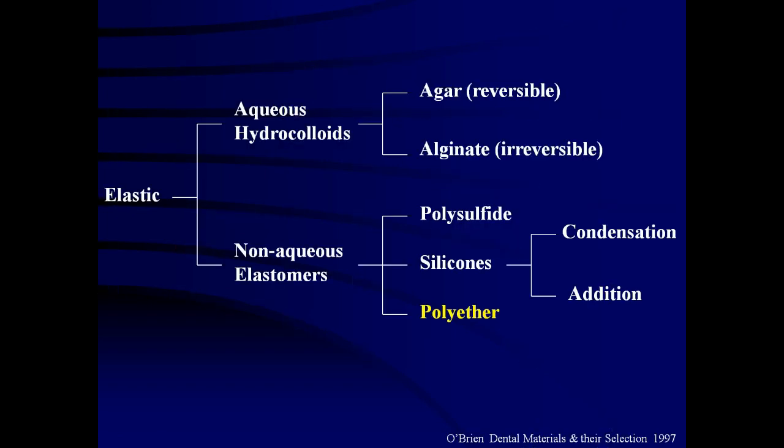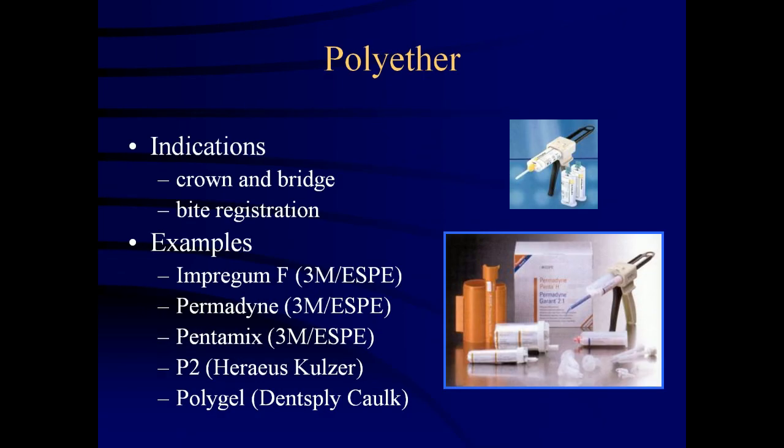Coming on to the last but not the least of the non-aqueous elastomers, the polyether. So starting with the indication part, it is used in the crown and the bridge. It is also used as a bite registration. Examples of polyether are Impregum F by 3M ESPE, Permadyne by 3M ESPE, Pentamix by 3M, P2 by Heraeus Kulzer, Polygel by Dentsply Caulk.